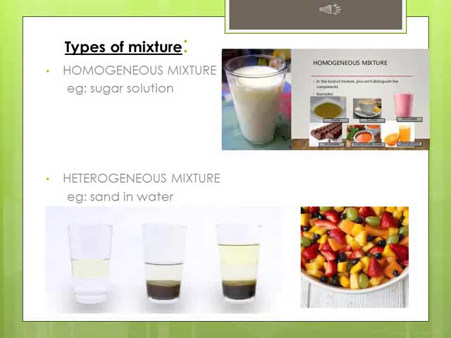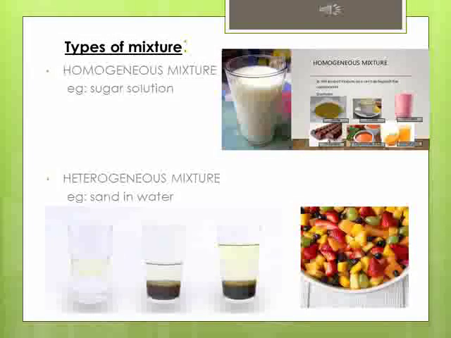The next, heterogeneous mixture, is a mixture in which its constituents are not distributed uniformly. For example, sand in water. If you mix sand in water, you'll see a clear layer of sand below, which settles down, and water on top. So you can easily identify the two different layers of the components which make up that mixture. Such a type of mixture is called a heterogeneous mixture.